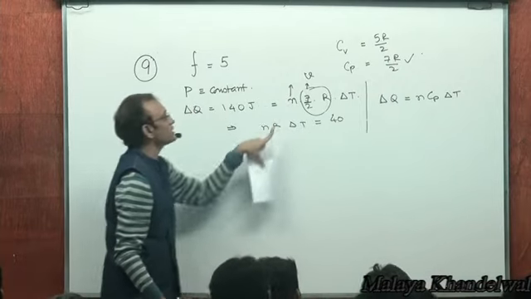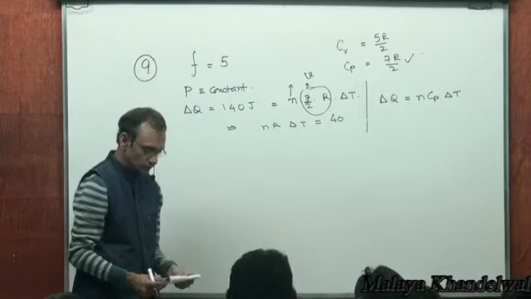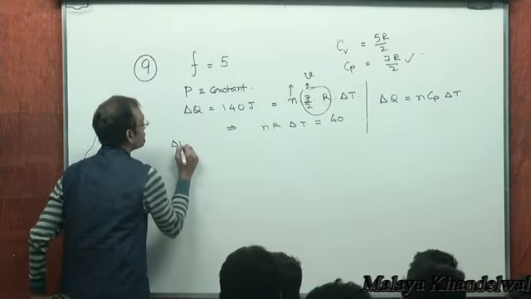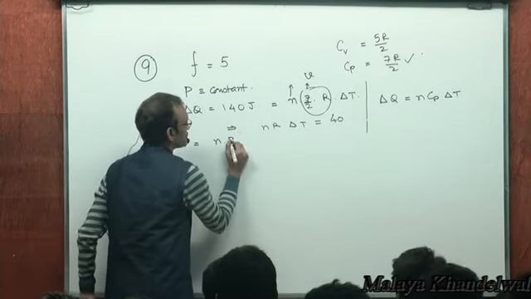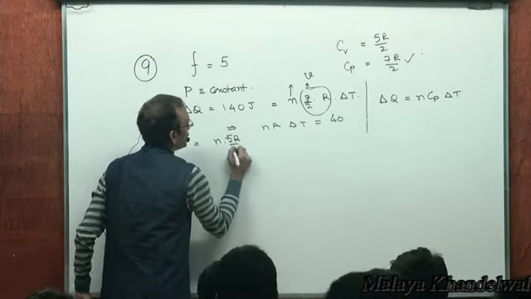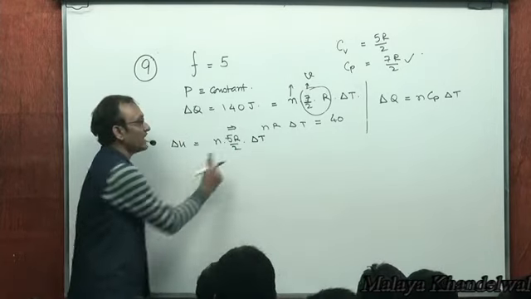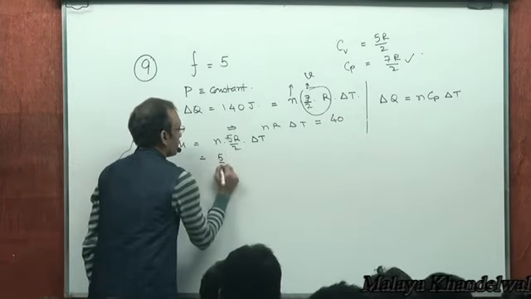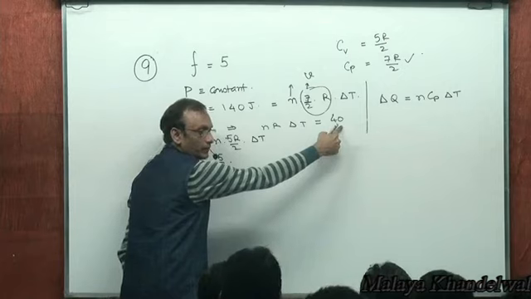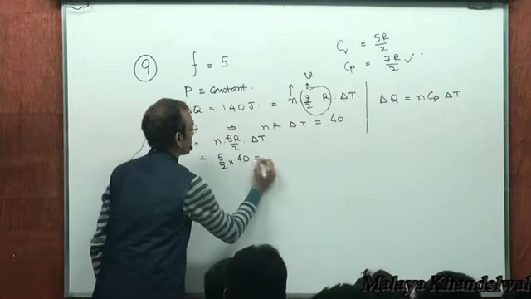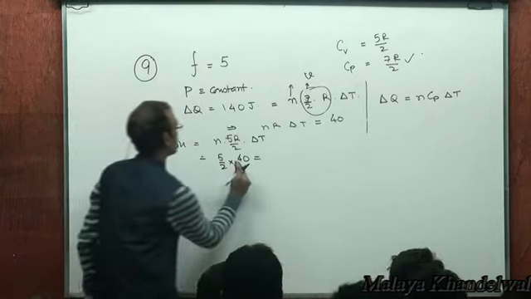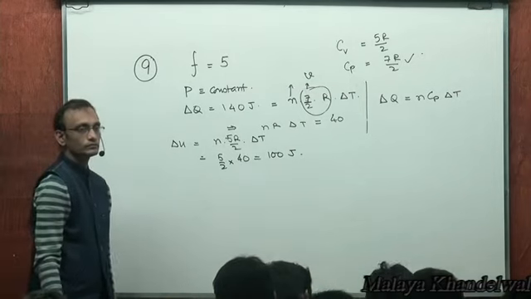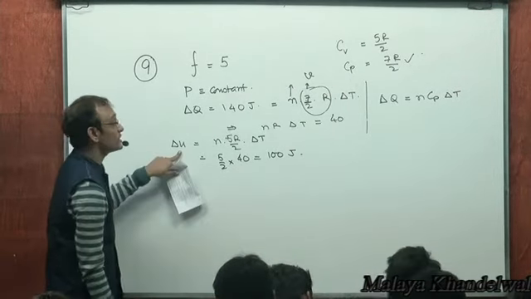So nR delta T turns out to be 40 joules. Clear? We want to find the change in internal energy of the gas. The change in internal energy is always nCv delta T, which is 5R by 2 into delta T. That's the change in internal energy, where 5 by 2 nR delta T is 40. So this into 40 is 100. Yes or no? Right? So that's the change in internal energy.